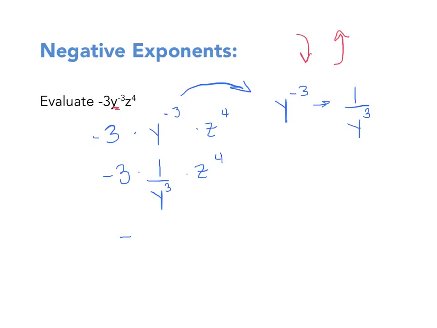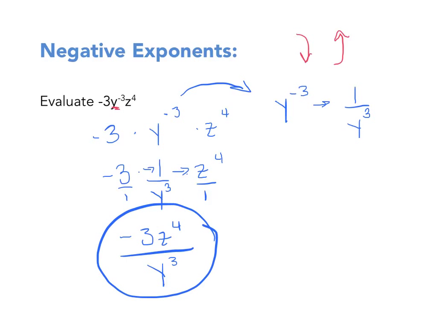So our final answer, we just multiply straight across, and there's ninja ones under both of these we can multiply. Negative 3 times 1 times z to the fourth is negative 3z to the fourth over y to the third. And that would be your final answer.